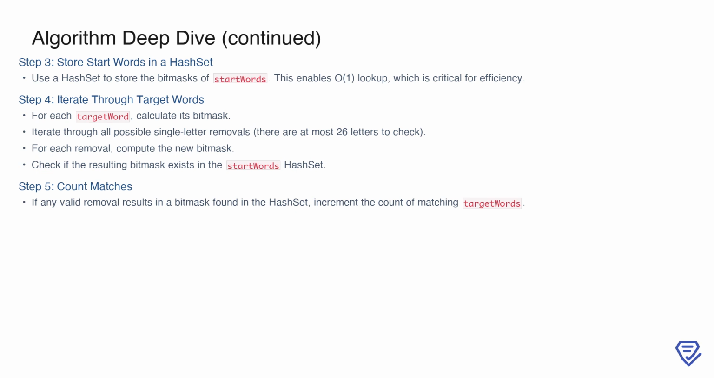For each modified bitmask, we check if it exists in the hash set of start words. If it does, it means that adding the removed letter to a word from start words can produce the current target word. Each successful match increments our count, which ultimately gives us the number of derivable words.